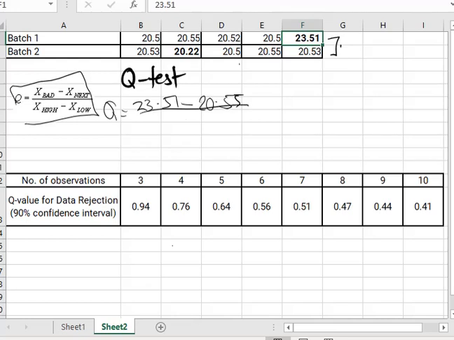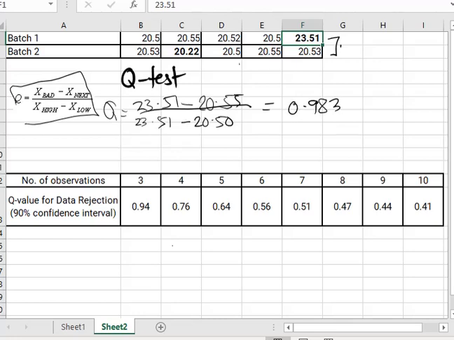20.55. Divide that with the range. So the denominator is just actually the range. Lowest value ang X low, ug ang highest value ang X high. So that's X high minus X low, which is 20.50. And this is equal to 0.983.